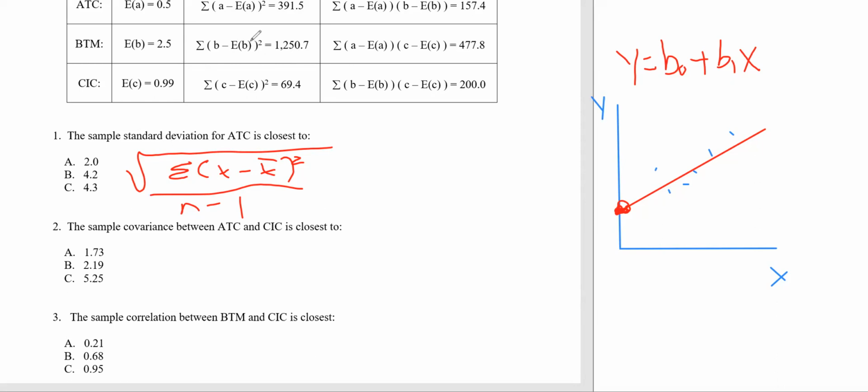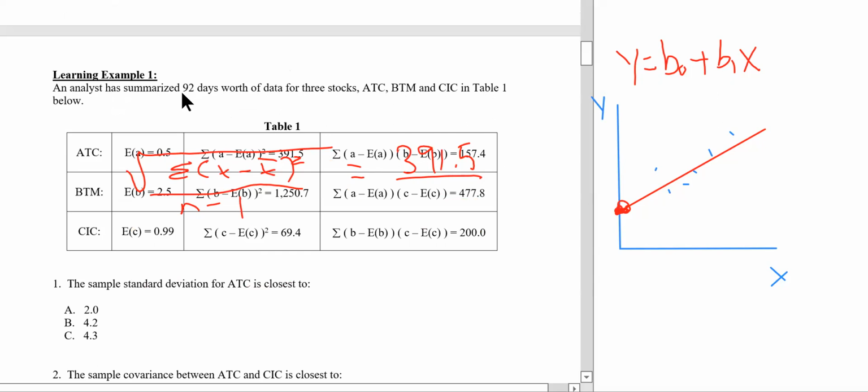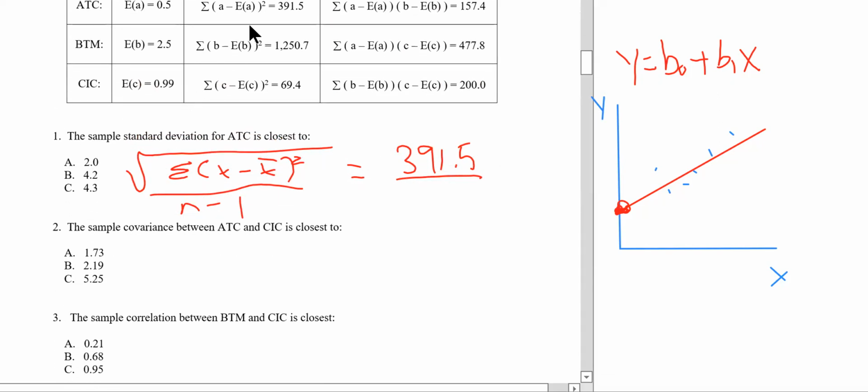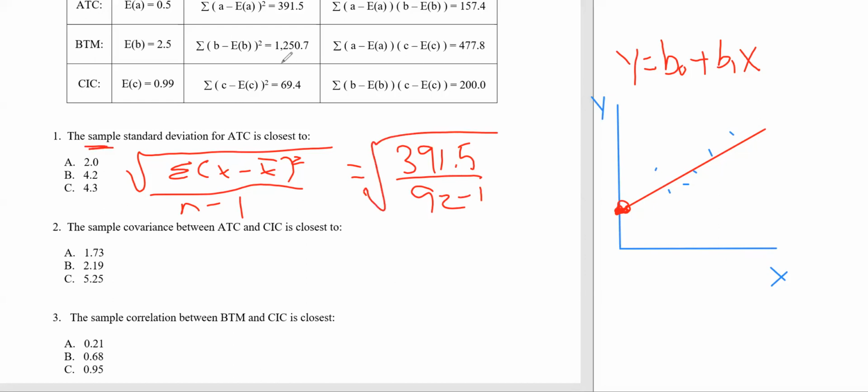It's 391.5 divided by n. Okay, I skipped that from the question. It said that there were 92 observations, if I remember, 92 days worth of data. So we can drop that in here. That's 92. And remember, we've got to subtract 1 because this is for the sample. Take the square root of all this, and we'll come up with the standard deviation, which I think is 2.07. So that's the closest to choice A here.